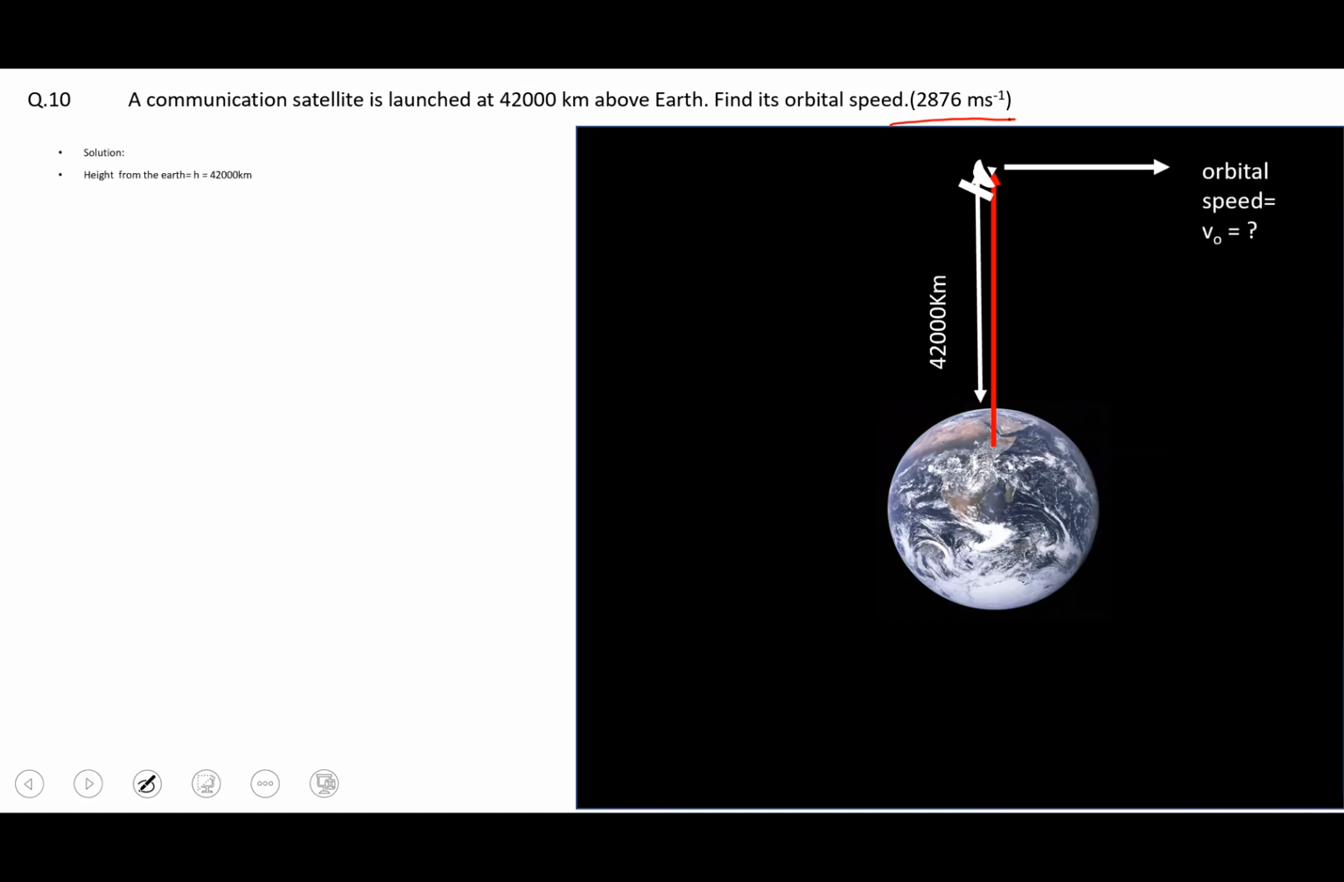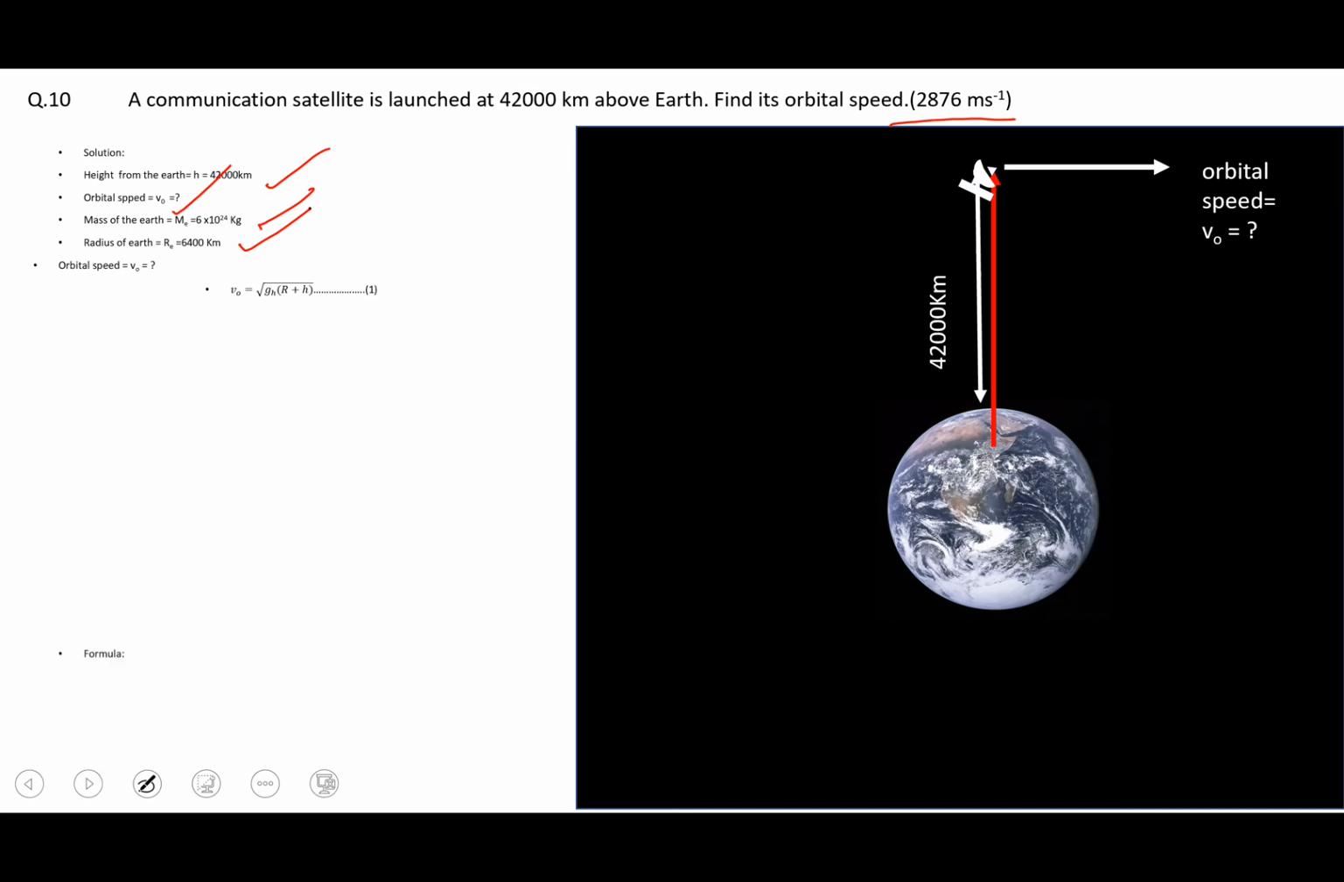The solution is given to us. The height from the Earth is 42,000 kilometers. We can write it down as 42,000 times 10 to the power 3 as well. Orbital speed, which we have to find. The mass of the Earth is 6 into 10 to the power 24 kilograms. The radius of the Earth is 6,400 kilometer. The orbital speed which we have to find can be found out by this formula, where V naught is equal to under root GH into R plus H.